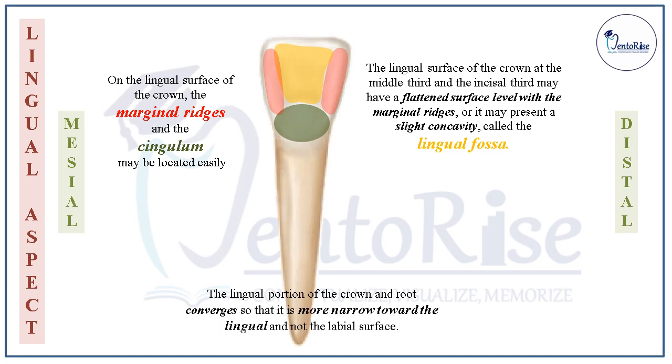Overall, the lingual portion of the crown and the root converges so that it is more narrow towards the lingual side and not on the labial surface.